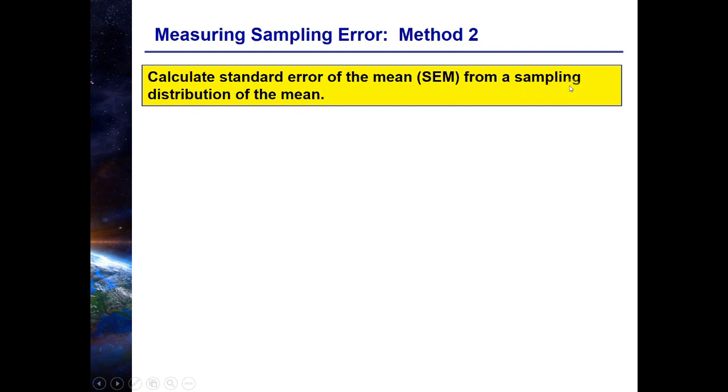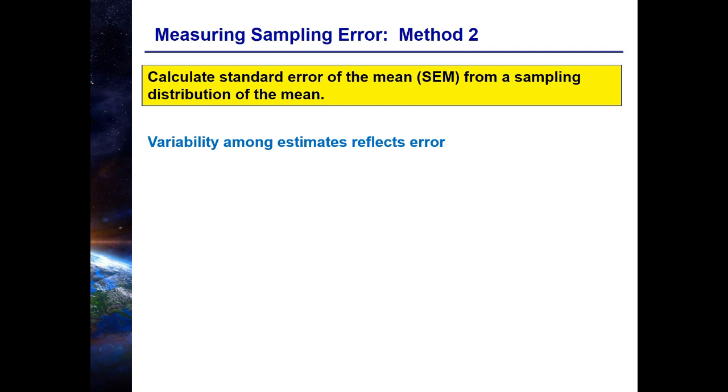Now, notice how I emphasized the ing. I said sampling distribution. And that's because this is a very special distribution. It's not just, for example, a distribution of all your scores. Okay? You're going to learn it's a distribution of x bars. We'll get to that. And then I'll also explain what SEM is and why it's a measure of sampling error.